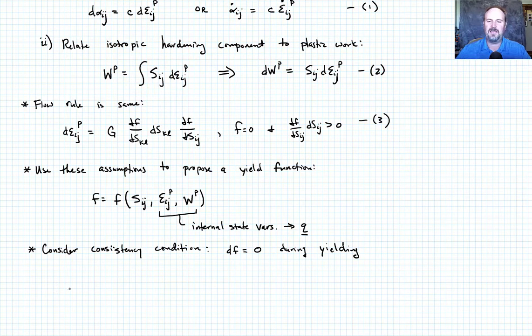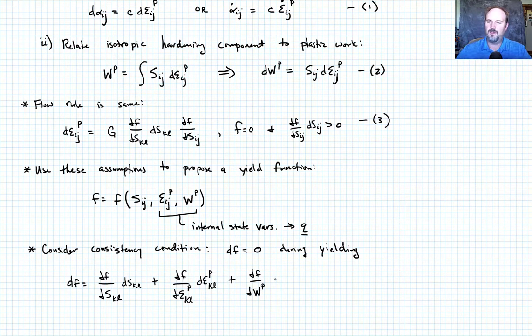So what does that give us? Well, let's do our chain rule. dF is then equal to the partial of F with respect to S_KL, dS_KL, plus the partial of F with respect to epsilon plastic, d epsilon plastic KL, plus the partial of F with respect to the plastic work times the increment of the plastic work. And of course that whole thing has to equal 0.